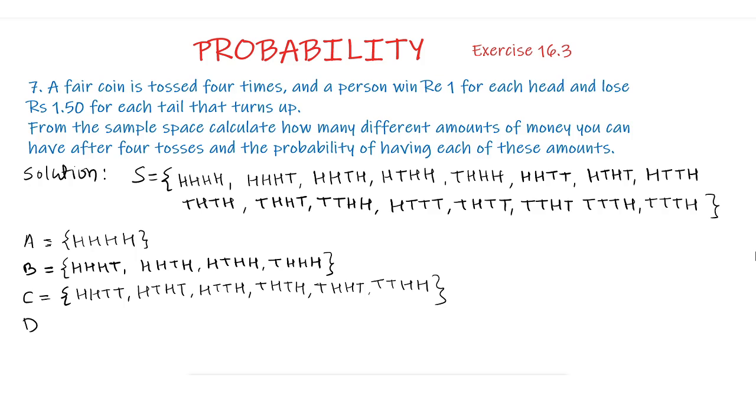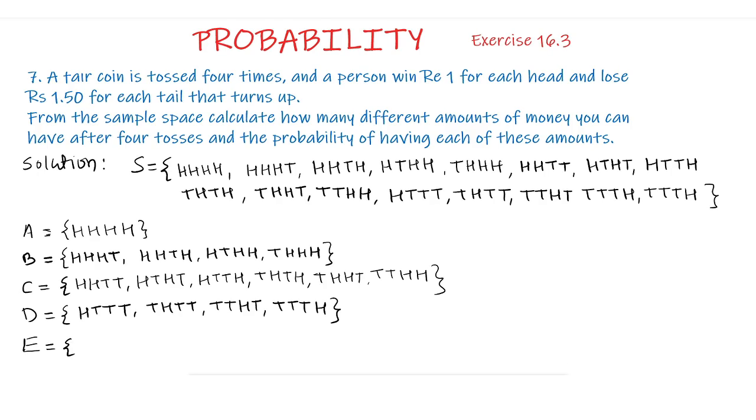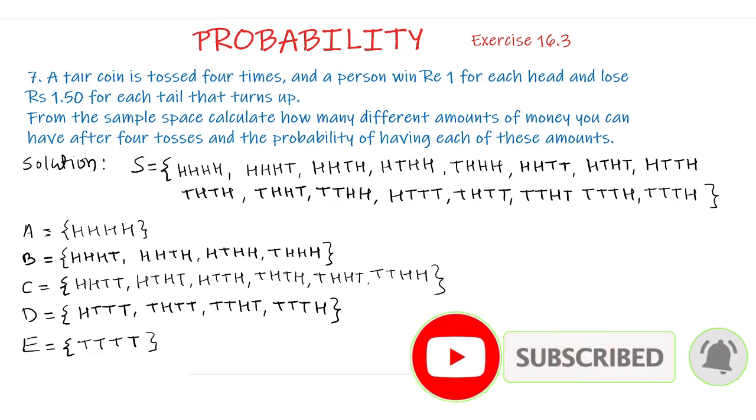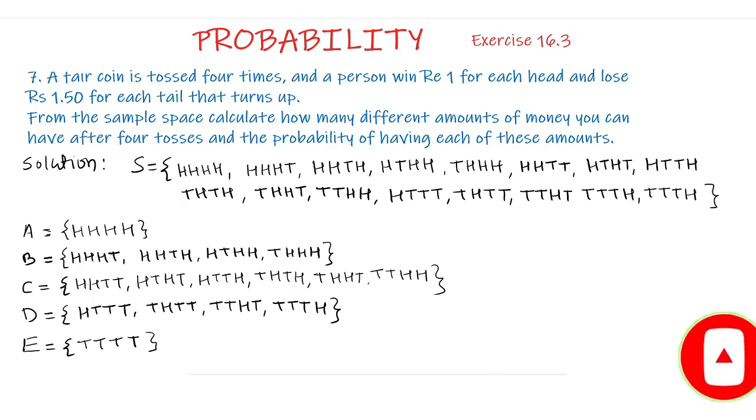And let event D be 1 head and 3 tails. So this is head, tail, tail, tail, tail, head, tail, tail, tail, tail, head, tail, tail, tail, tail, head. So these are 4 elements in event D, and event E is no head, which is all tails, that is tail, tail, tail, tail. Now we calculate the probability for each outcome and the amount associated with it.